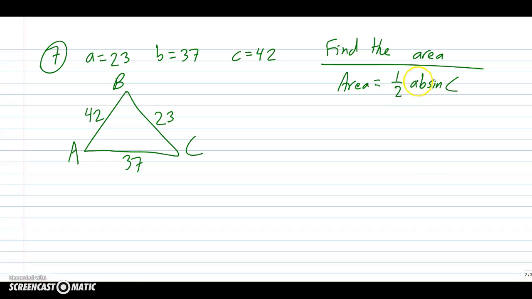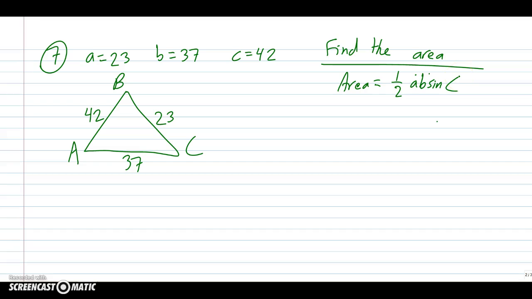Please don't get caught up in the letters. It really doesn't matter what letters go where, because this would be the same as 1/2 BC sine A, and this would be the same as 1/2 AC sine B. Basically, just find two sides, multiply them together, multiply by 1/2, and multiply by the sine of the angle between them.